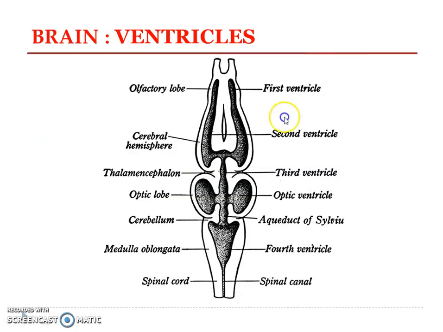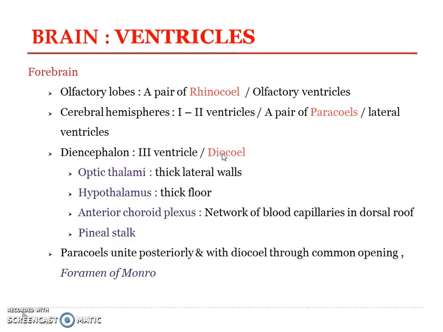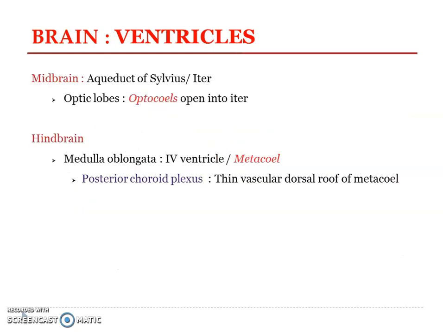Here you can see this is the foramen of Monro. These are the two lateral ventricles, and this is the diacele in the diencephalon. So the diacele communicates with these two lateral ventricles. These three ventricles communicate with each other by a small opening known as the foramen of Monro.